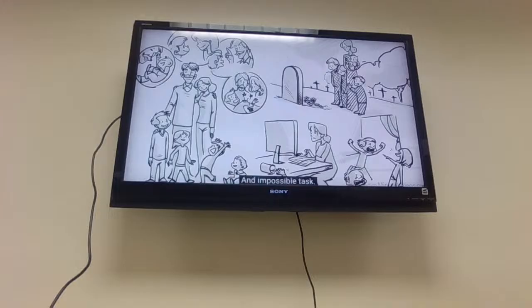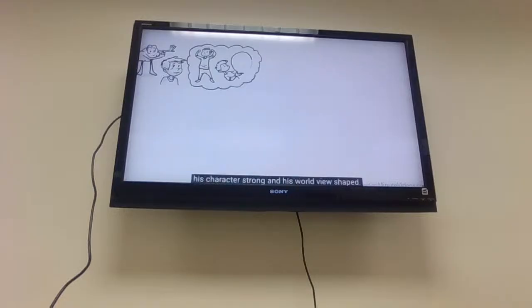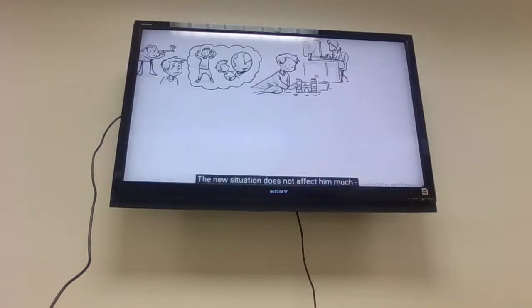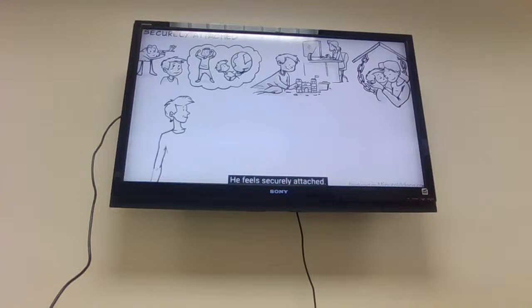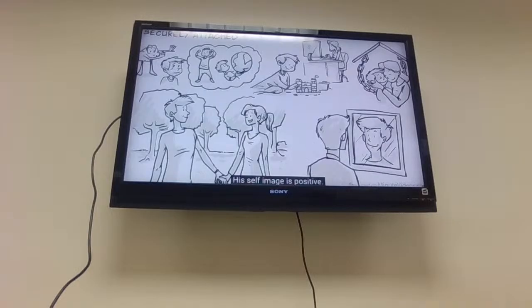An impossible task. At 6 years of age, Luca's brain is for the most part developed, his character strong and his worldview shaped. The new situation does not affect him much. He knows there is still always Mum, his safe haven. He feels securely attached. Later, he turns into a trusting and optimistic young man. His self-image is positive.